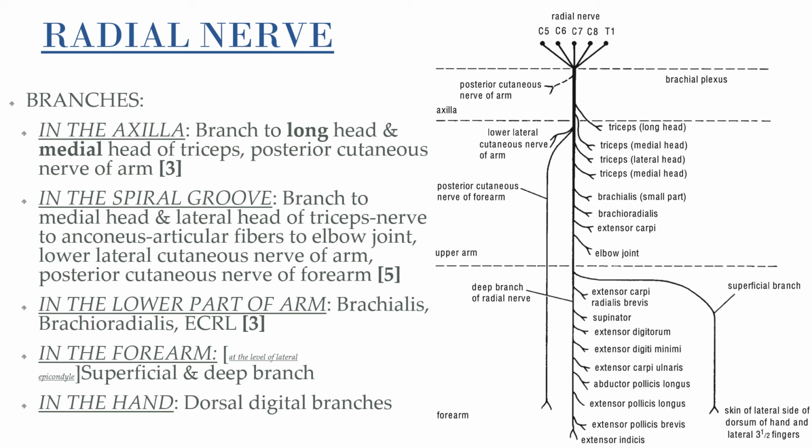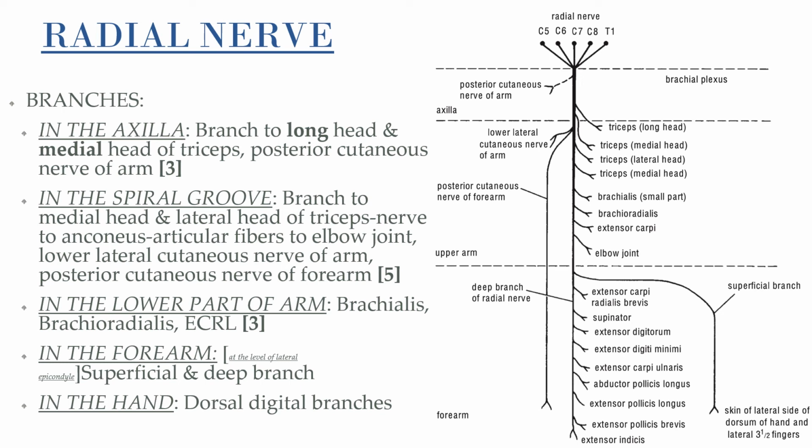Then it enters into the spiral groove, where it provides motor nerve fibers to the medial and the lateral head of the triceps. The branch which goes to the medial head of the triceps is long. After providing fibers to the medial head of the triceps, this branch of the radial nerve proceeds ahead and provides motor nerve fibers to anconeus and articular fibers to the elbow joint. Then, in the spiral groove, the radial nerve gives two other cutaneous branches, one of which is the lower lateral cutaneous nerve of the arm and the second one is the posterior cutaneous nerve of the forearm.